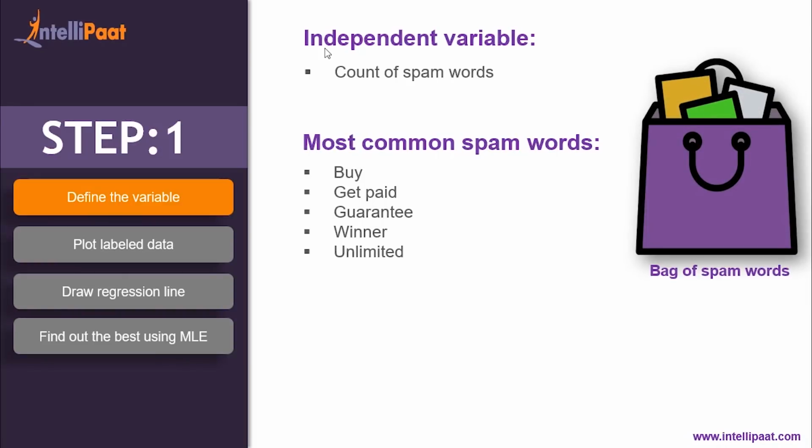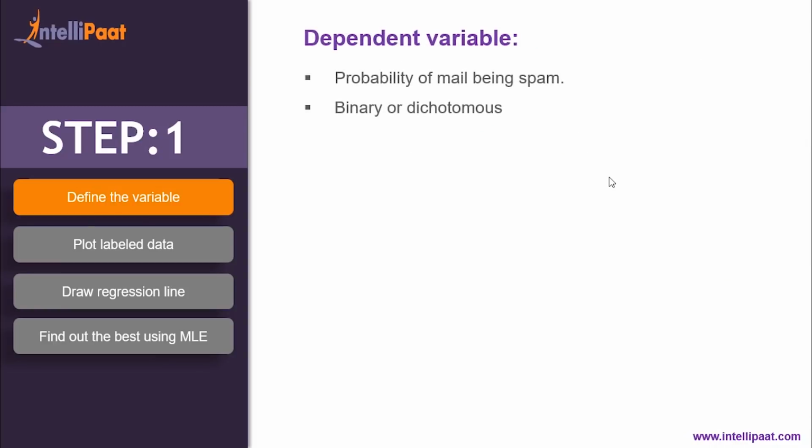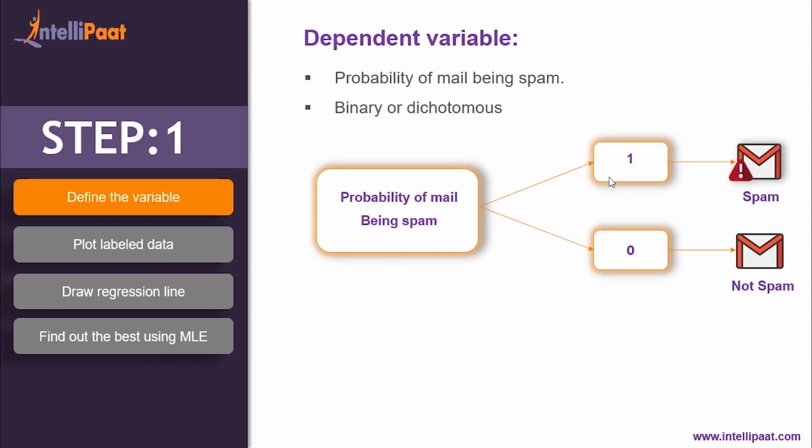Just for a better representation, let me put them in a bag of spam words. So there's a bag of spam words. Let's put all the words in them one by one: buy, get paid, guarantee, winner, and unlimited. Okay. Now, what about our dependent variable? Well, our dependent variable is going to be the probability of the mail being spam. If the probability is 1, that means the mail is spam. If it's 0, it means it's not a spam mail.